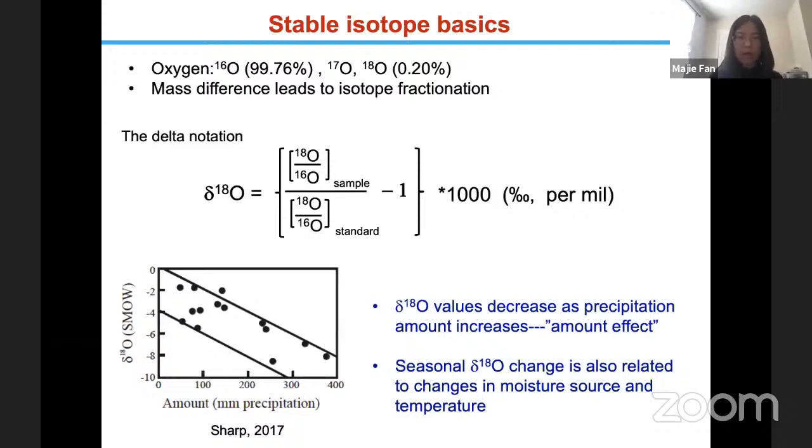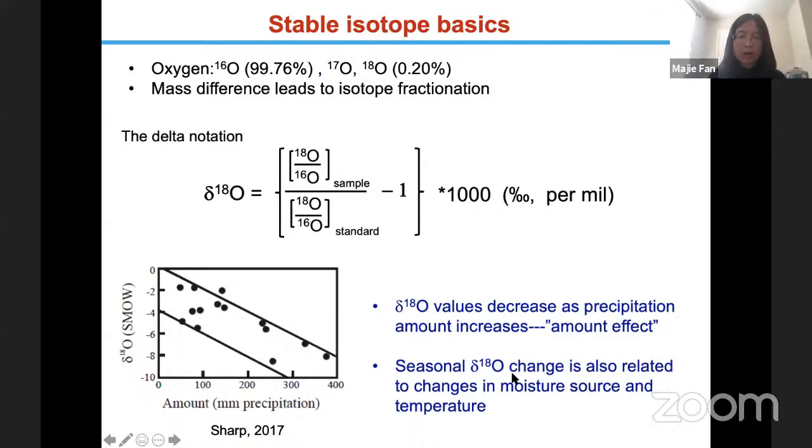So stable isotopes, particularly oxygen isotope in water, can be used to understand the monsoon, because many studies of modern precipitation have shown that the delta 18O value decreases as precipitation amount increases. This is a figure of a group of data from Africa, showing that as precipitation amount increases, the delta 18O value decreases. This is called the amount effect.